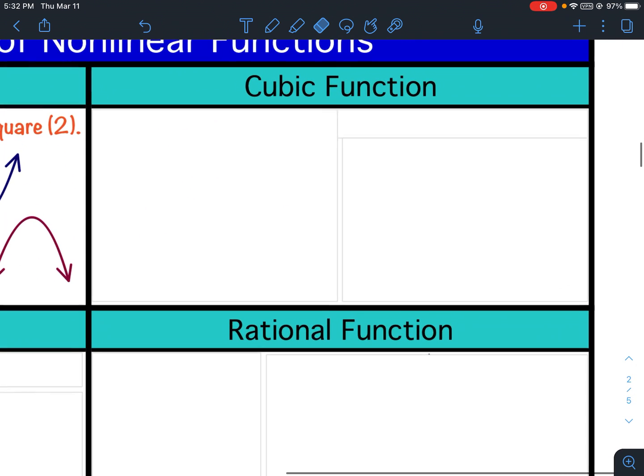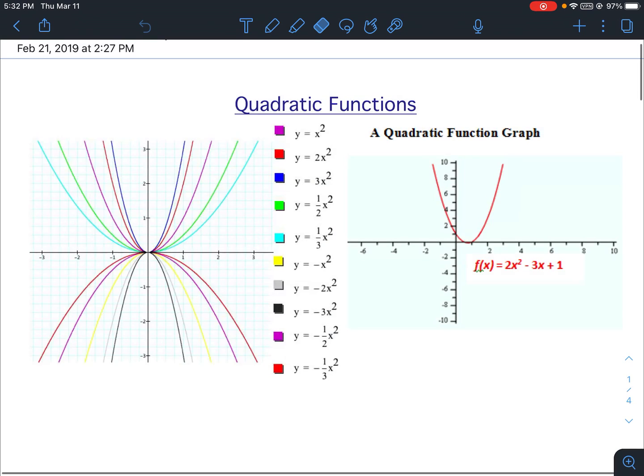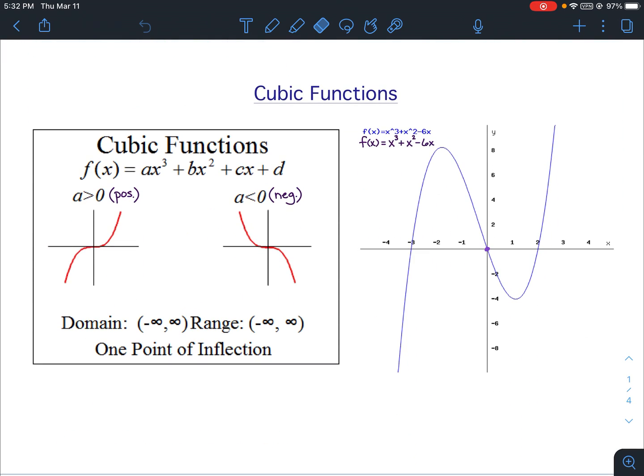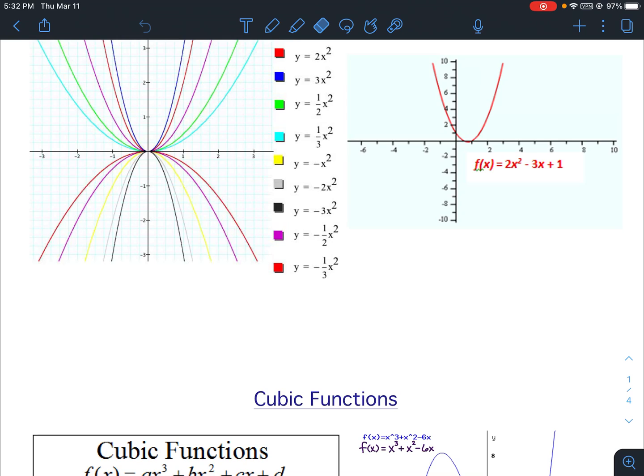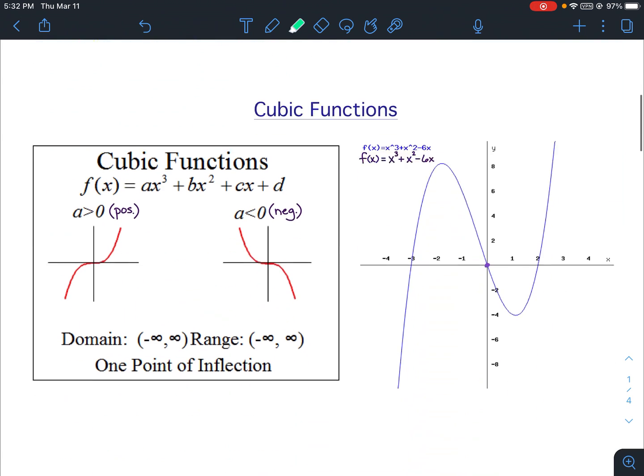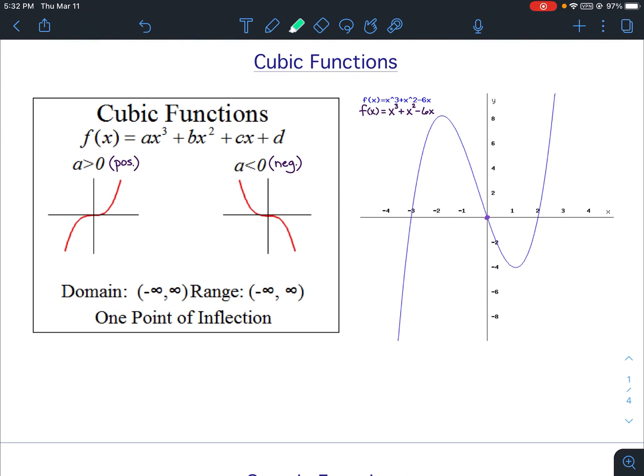So now we're going to look at cubic functions. Notice how, well, let me go back up here a second. We call these the tails of the graph. So the tails here are both pointing upward. Here, the tails are both pointing downward. Well, if you look at a cubic function, one tail will be pointing downward while the other one will be pointing upward.